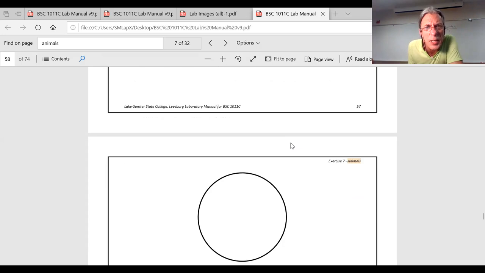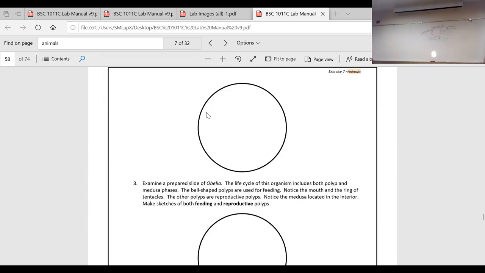Let's take a look at Hydra under the microscope. One second, folks. Again, if you want, you can always follow along online. Just find a picture of a hydra. There's probably pictures of hydra that are labeled with the things that I'm going to want you guys to be able to identify. It's the third slide up there.